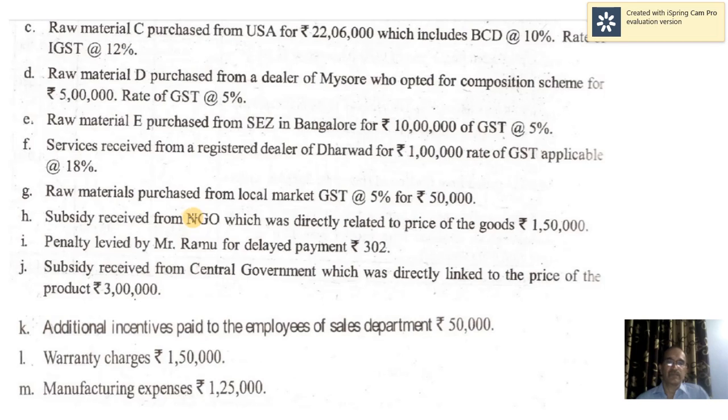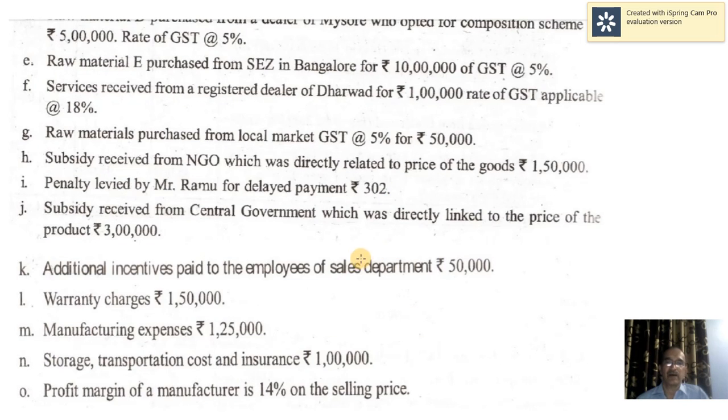Subsidy received from NGO, which was directly related to price of the goods, rupees 1,50,000. So this is to be included in transaction value. Next, penalty levied by Mr. Ramu for delayed payment. This is to be calculated at the end after calculating cost of production and cost of supply. The subsidy received from central government, which was directly linked to the price of the product, so this is exempt while computing the transaction value.